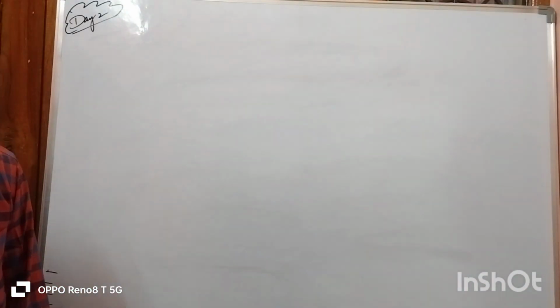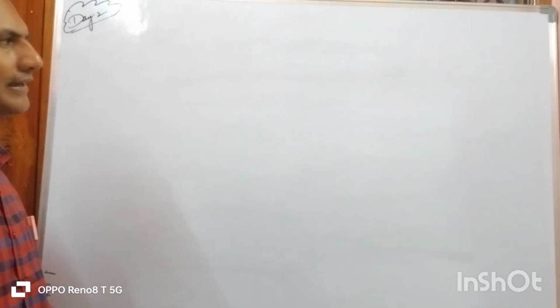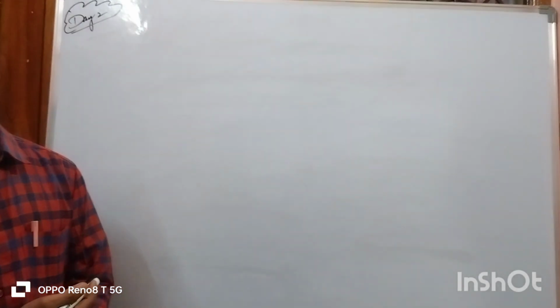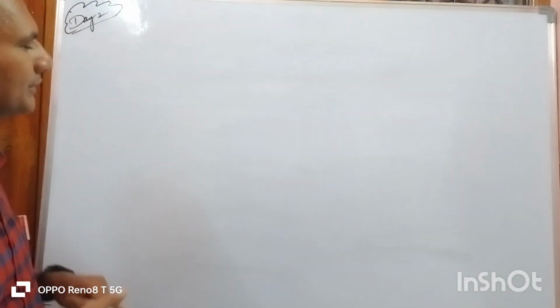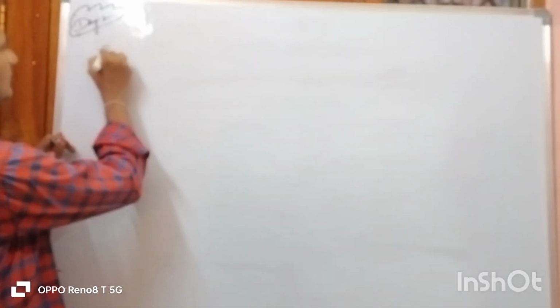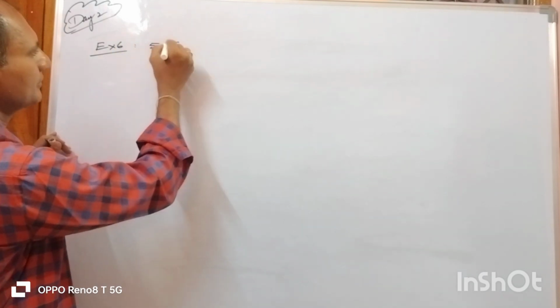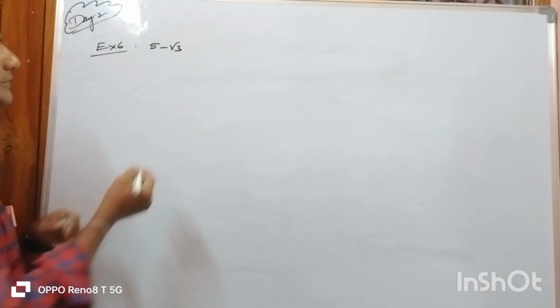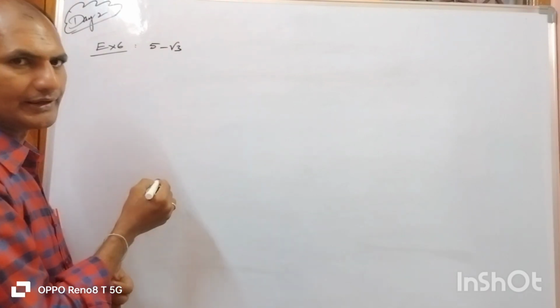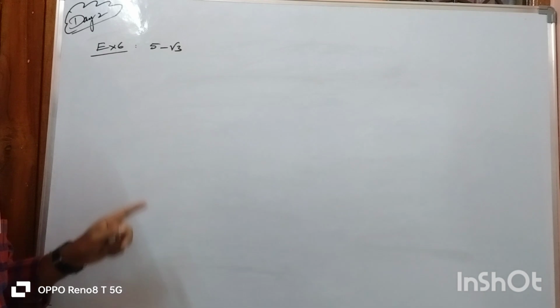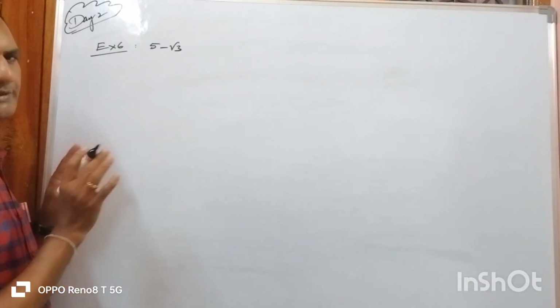See, next one, example 5. What is example 5? Root 3 is irrational. Root 3 is already completed; we already discussed it, right? Next, example 6: 5 minus root 3. We have to prove that this is irrational. How to prove this one? This is only a 4 marks question, not an 8 marks question. This one has the same steps.